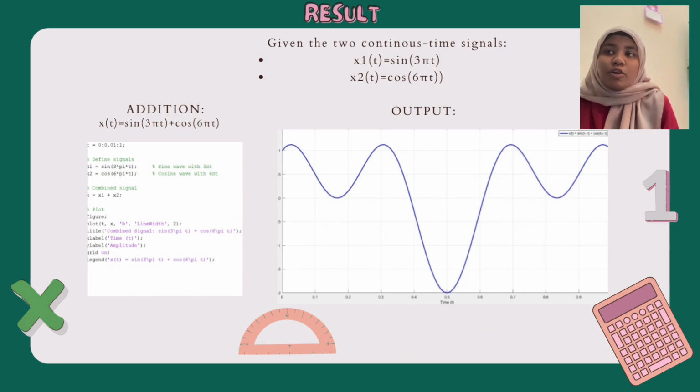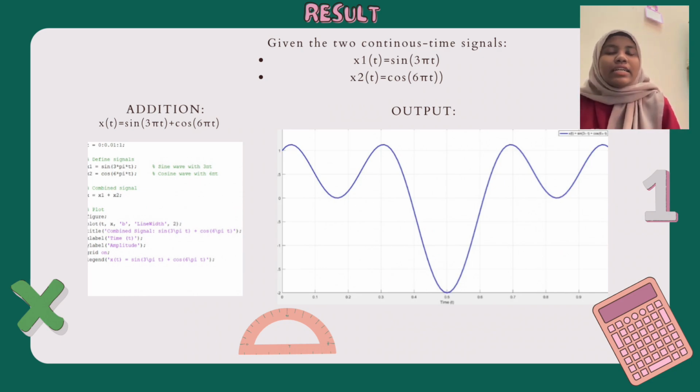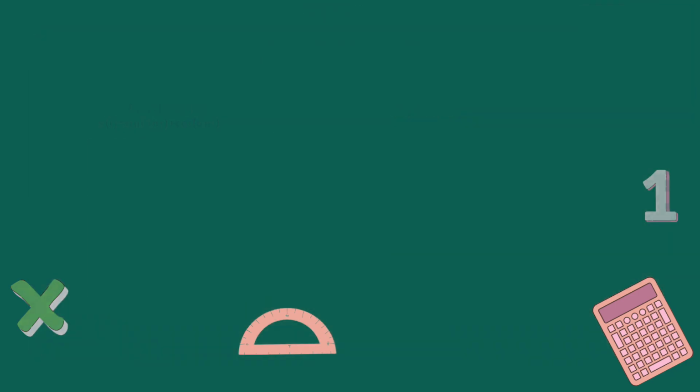So this operation helps us understand how different waveforms interact when we combine them. By adding these signals, we get a new waveform that carries characteristics of both the sine and cosine functions, which is useful in signal synthesis and analysis.